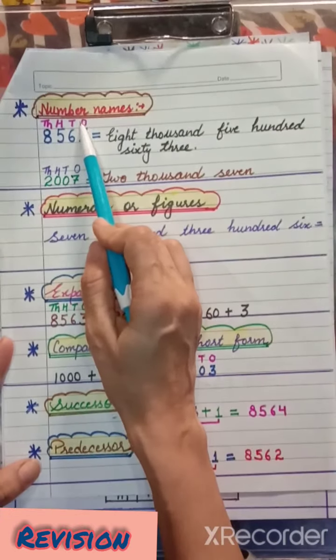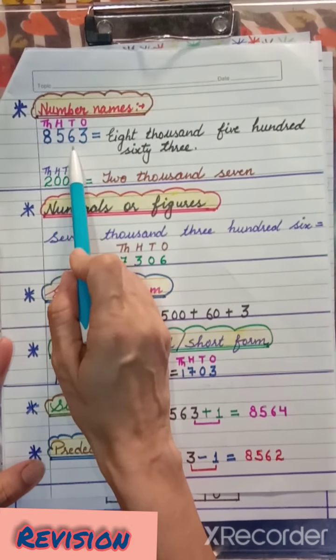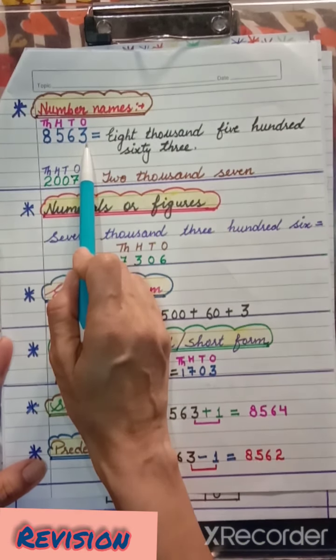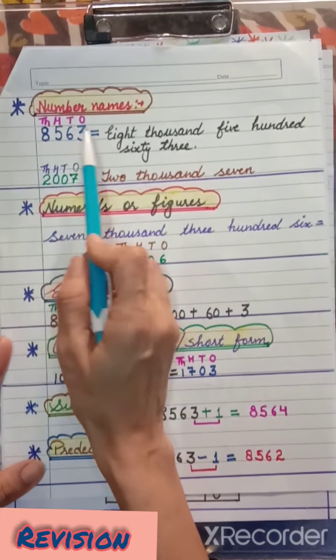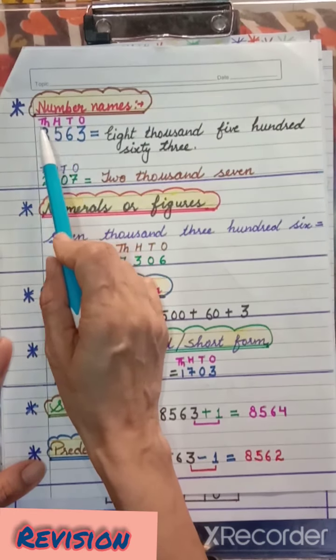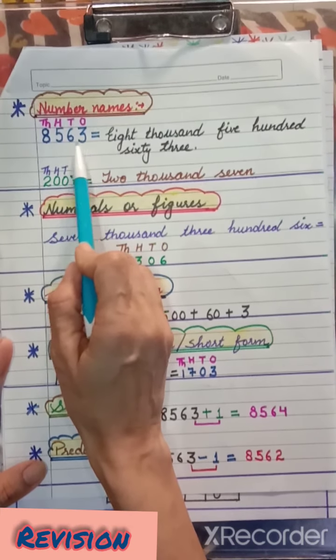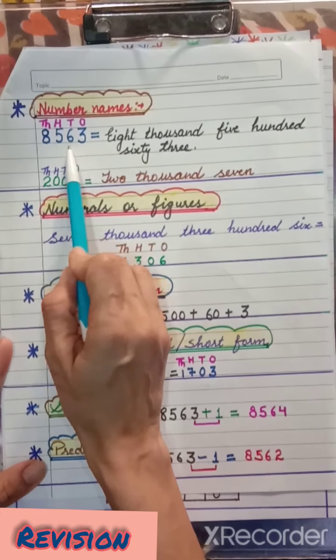So first topic is number name. So we are having a number 8563. First of all, in fun with numbers, in the concept of number, we write the place value table on the above side of the number, that is ones, tens, hundreds and thousands. So 8563, because the numbers at tens and ones place we read together.